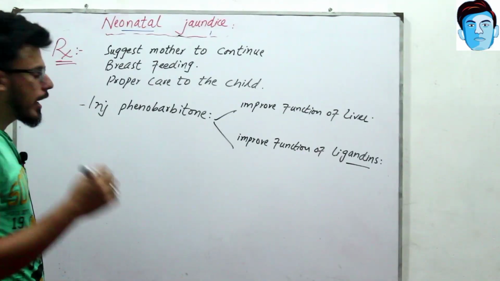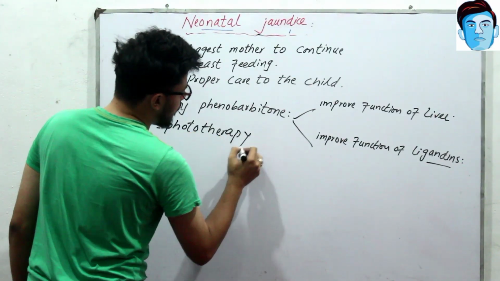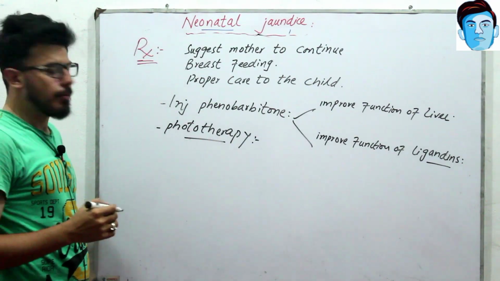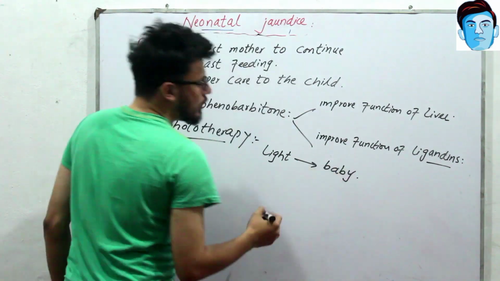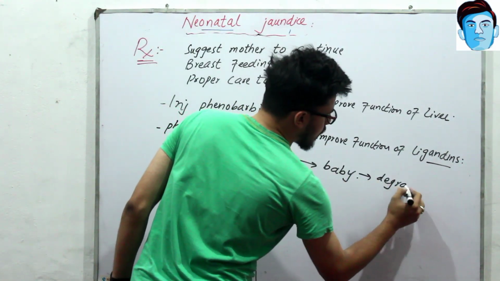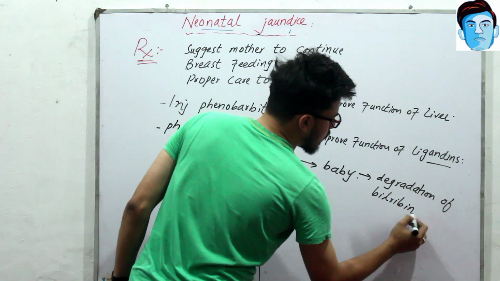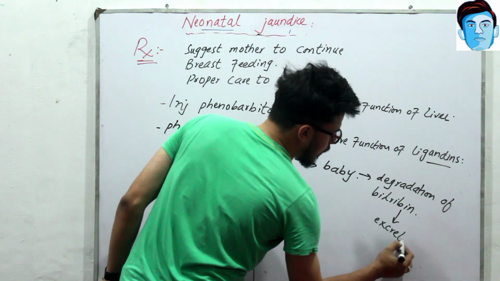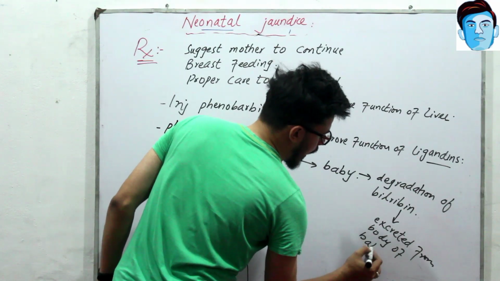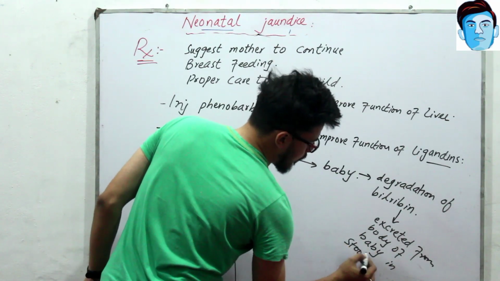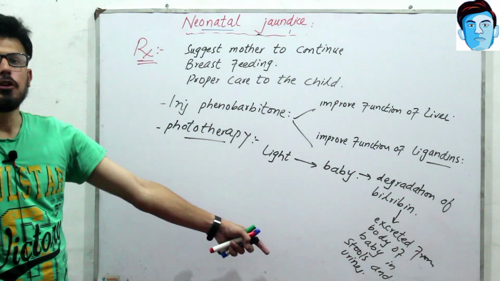Secondly, there is another treatment, that is phototherapy. Phototherapy is the most common medical treatment option. In phototherapy, light is passed on the baby. What happens? There is degradation of bilirubin. Ultimately, that bilirubin is excreted from the body of the baby in stools and urine in the form of stercobilinogen and urobilinogen.